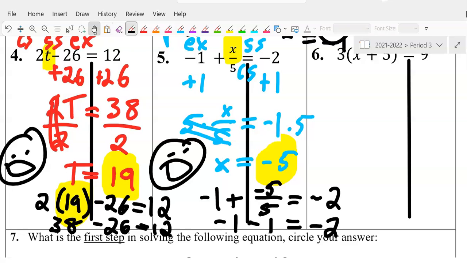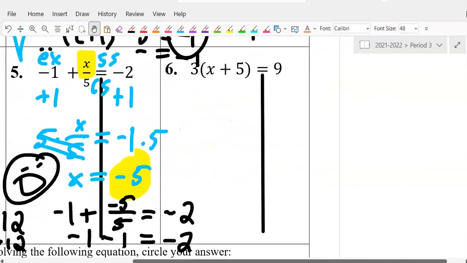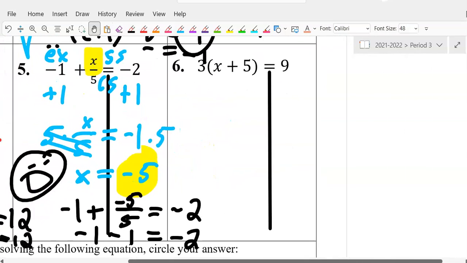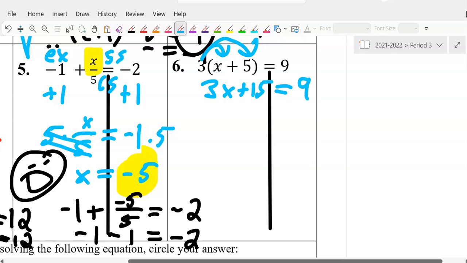Cash Money has one that's a little more difficult. All right, pick a color, any color. Blue. First step. You have to do distributive property. Everybody say distributive property. Okay, 3x plus 15. Sorry, I rushed through that. So 3 times x is 3x. 3 times 5 is 15. Now what? Then you have to subtract 15 on both sides.